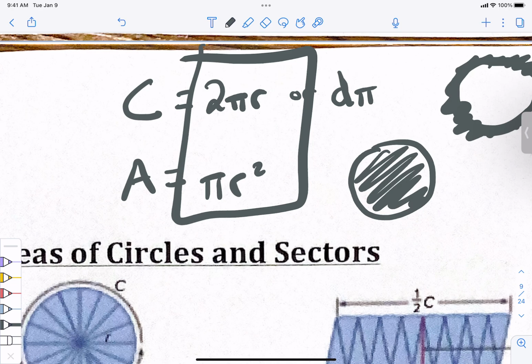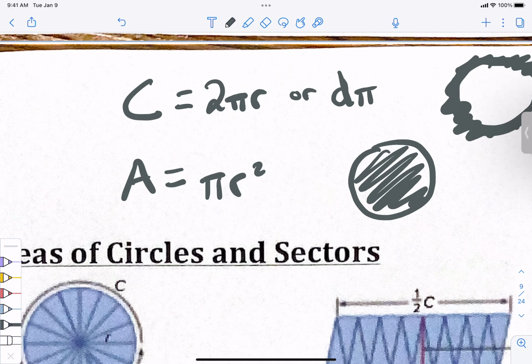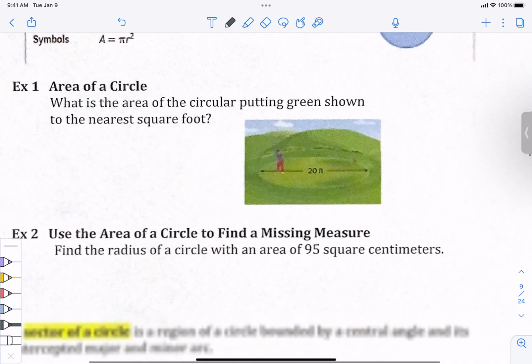They both involve a pi, they both involve an r, and they both involve the number 2. But area is always units squared, right? So the one that is squared is the area. Area is the squared one, okay? Don't forget it. All right, there is that. Good? Okay, let's get down to the first example we have right here.